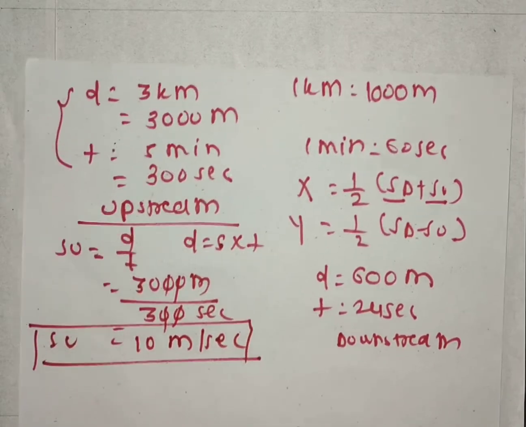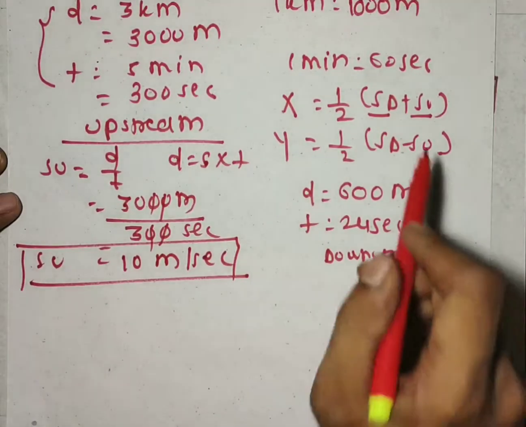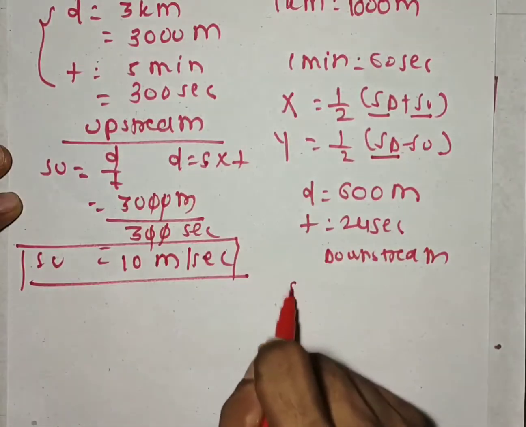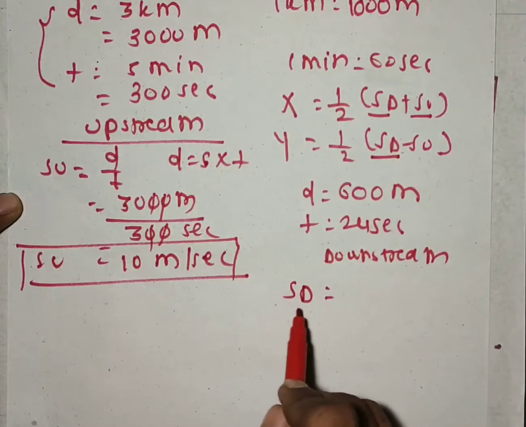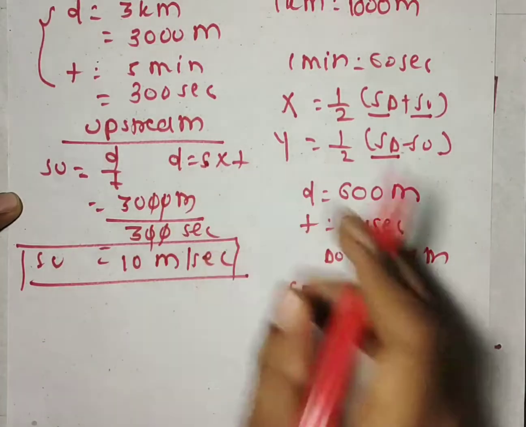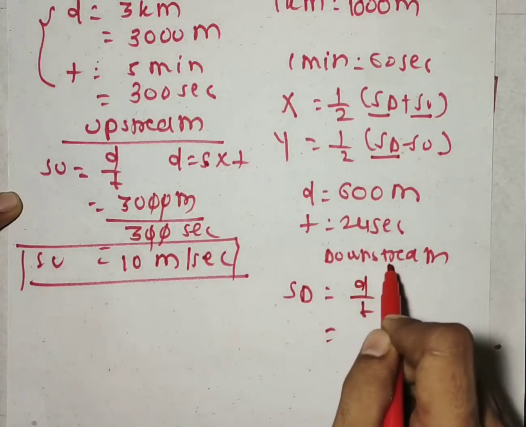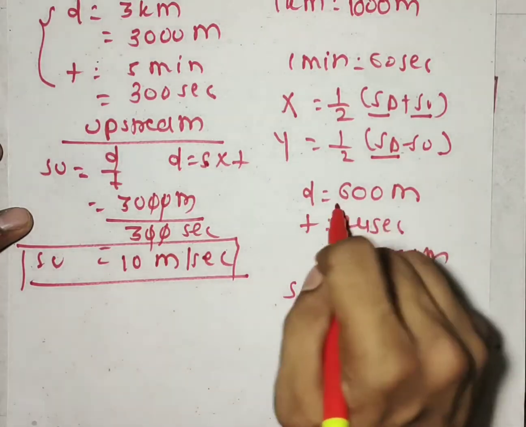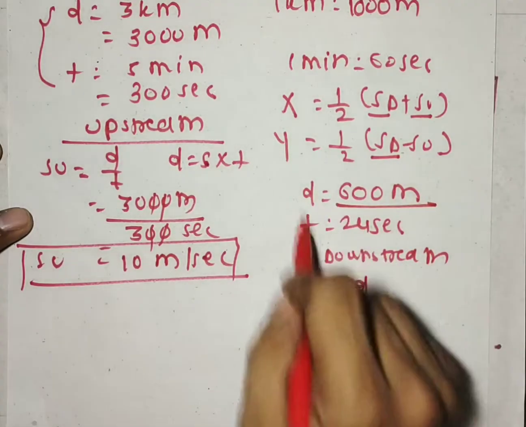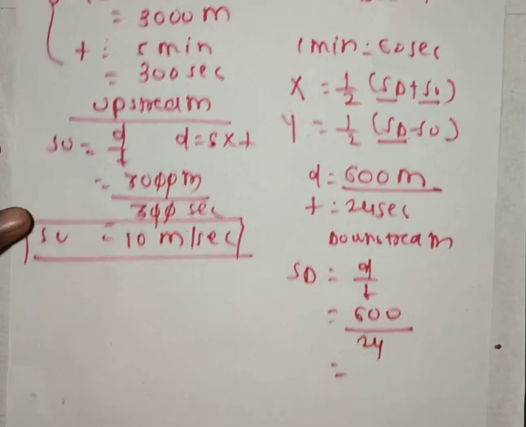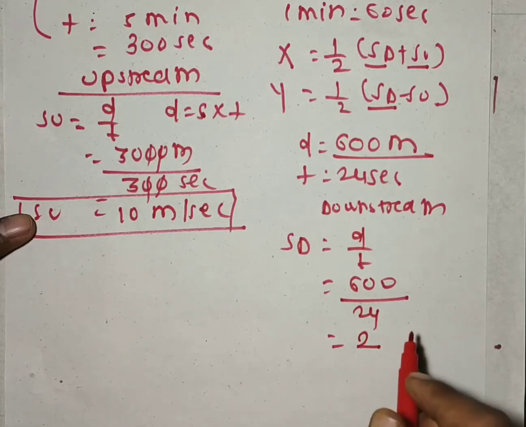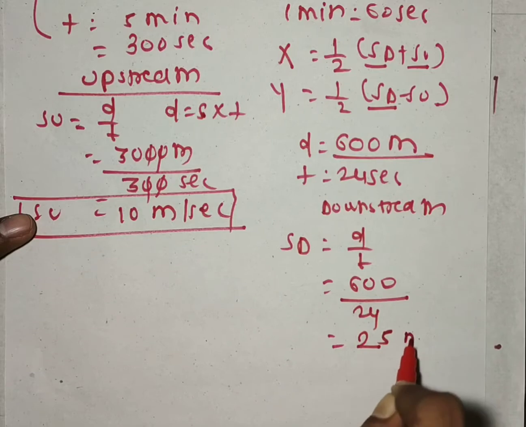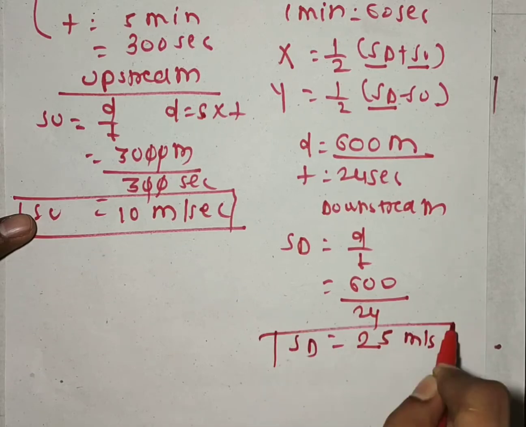Now in the downstream case we also have to find out the value of the downstream speed. As we know, distance is equal to speed into time, so speed is equal to distance upon time. Again d upon t in the downstream case. Here the distance is 600 meter, and time is 24 seconds. So 24 2s are 48, 12 is remaining and 0, and 24 5s are 120. So this is 25 meter per second. This is the downstream speed.